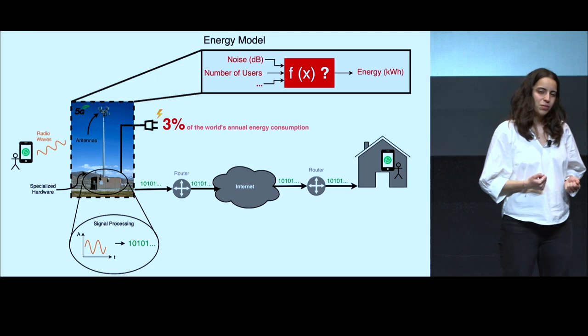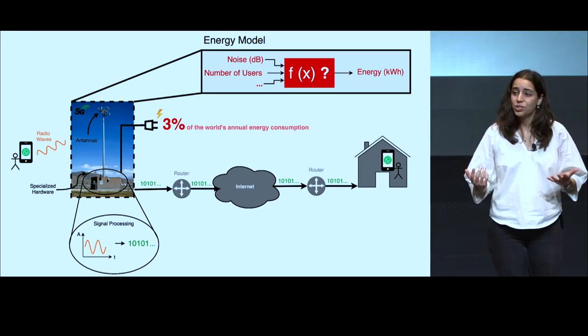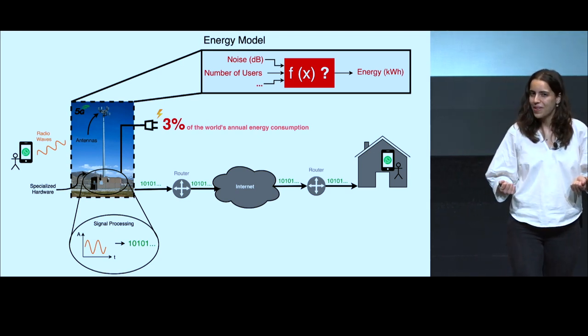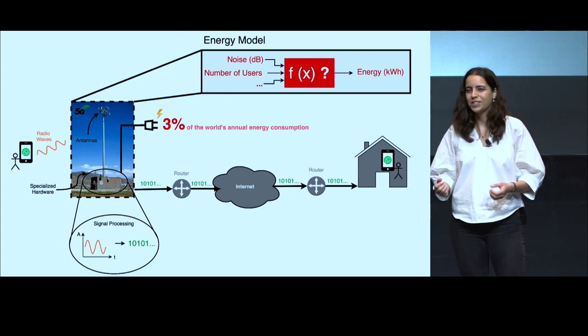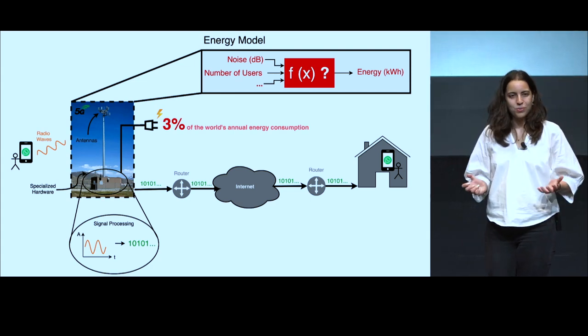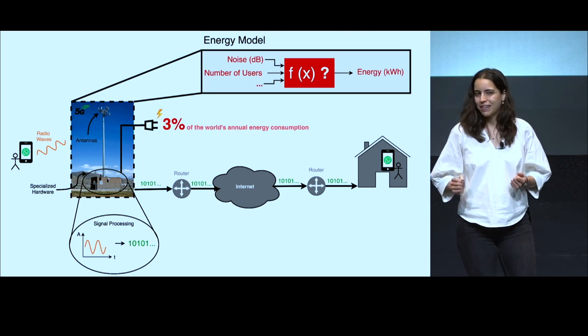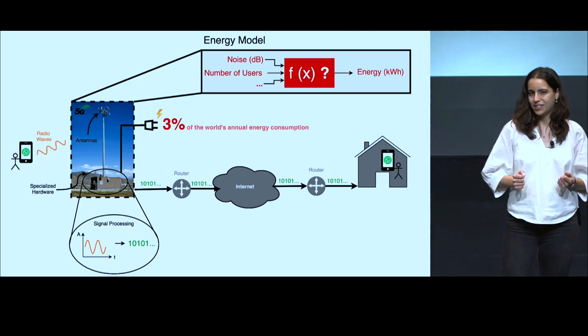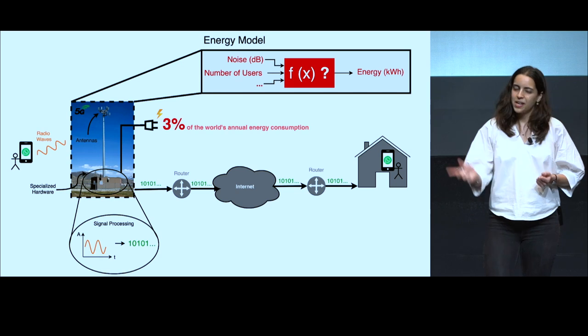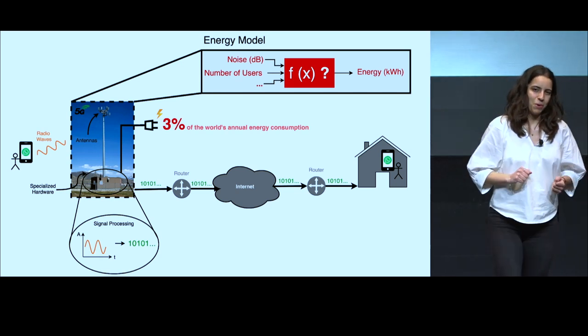This infrastructure is part of what is known as a 4G or 5G mobile network. And these networks account for as much as 3% of the world's total energy consumption. And yet, we don't know exactly which factors influence the energy consumption of these networks. So let's go back to our early example for a moment.